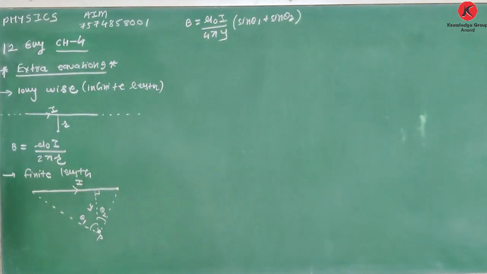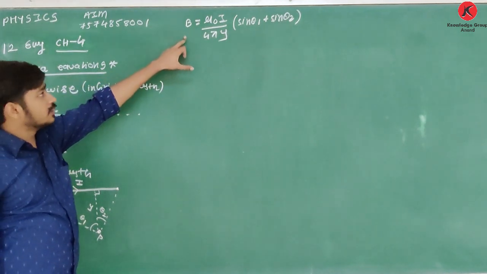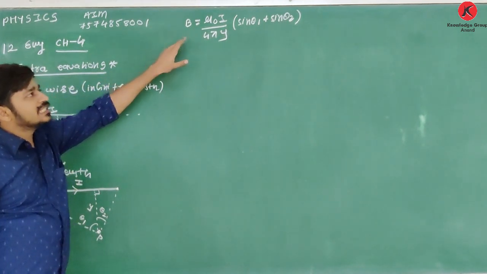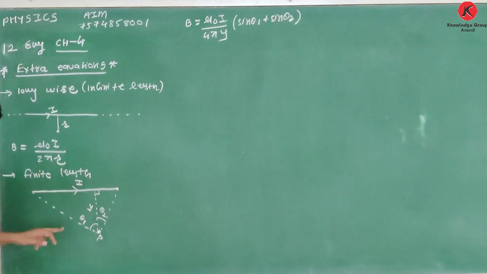This equation you have to remember. Yes, this equation is given in the textbook, and we have proved it with the help of Ampere's circuital law. If the wire is of finite length, then the magnetic field B is mu 0 I upon 4 pi y into sin theta 1 plus sin theta 2, where y is the perpendicular distance, and theta 1 and theta 2 are the angles made by that point. Clear about this?